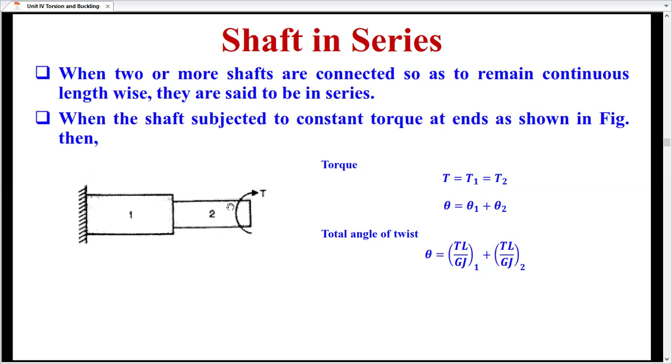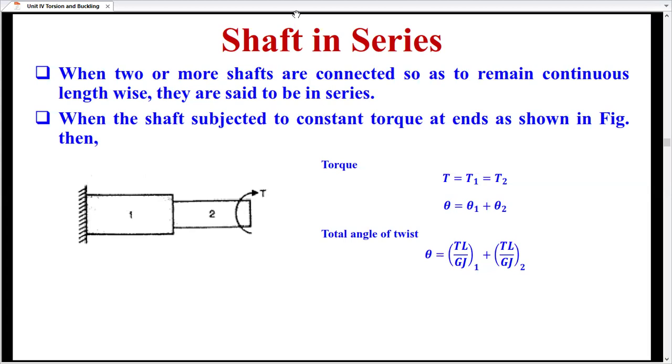So if you twist shaft number 2, then automatically your shaft 1 will get twisted, and that value of twist is the same. Then again, the value of torque will remain the same. Next is the angle of twist. We can say that the overall angular deformation of that particular shaft is nothing but the addition of twist at shaft 1 and twist at shaft 2.